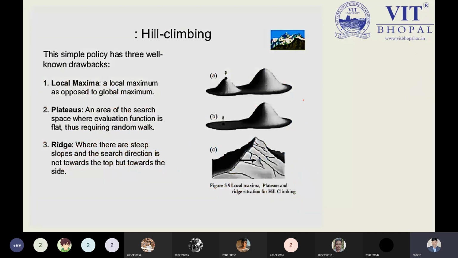So the local maximum is this point. Here I'm on a local maximum, so I just think about this point. I'm on a peak point, but there is another peak point, the global maximum. See, here I'm thinking I have reached the maximum point, but this is a local maximum, and this is the global maximum.